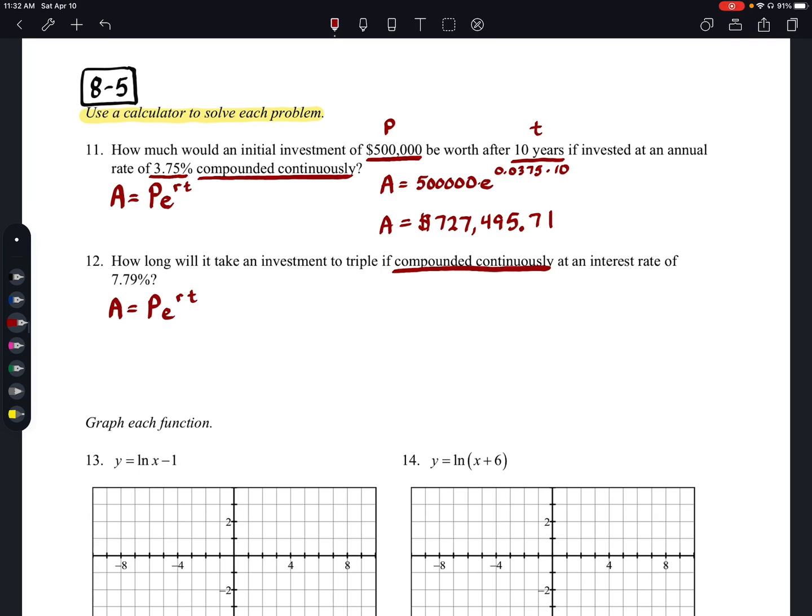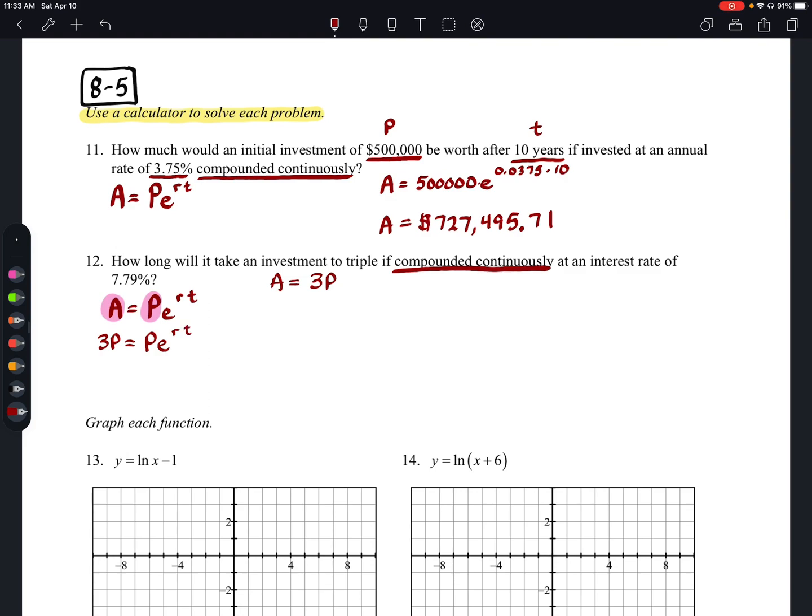What they're saying here is we're going to take our investment, our principal, and we want it to end up tripling after some amount of time. So when you think about the relationship between our principal and our final amount, we want that final amount to end up being 3 times what our principal was at the beginning. So we want A to equal 3P. So let's just plug in 3P in the place of A. So I have 3 times the principal should equal the principal times E raised to the power of RT.